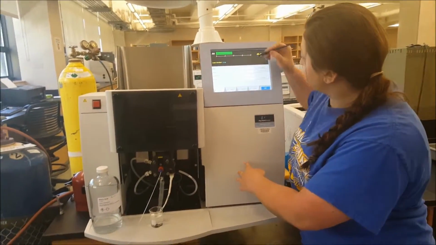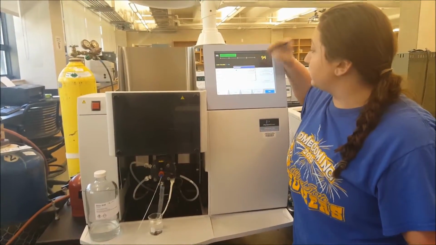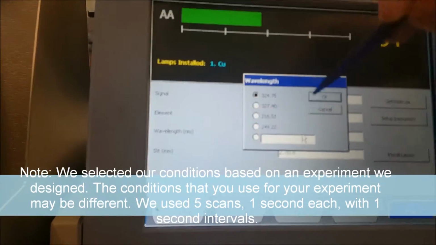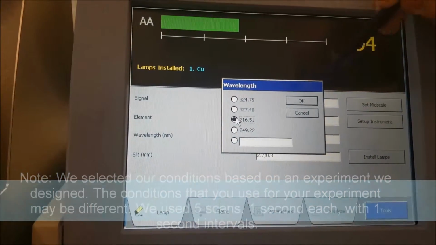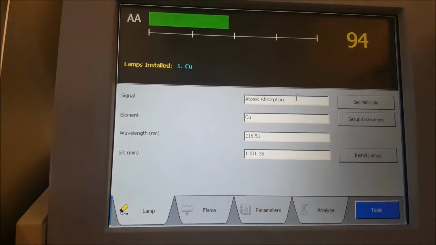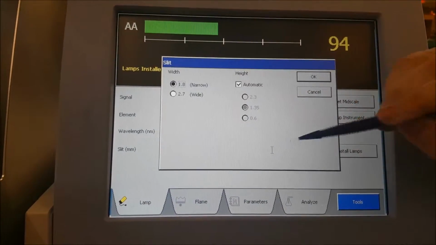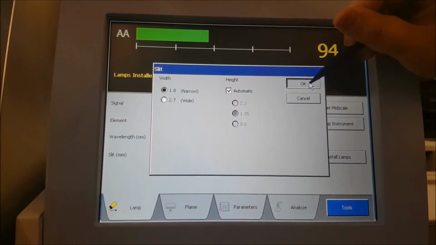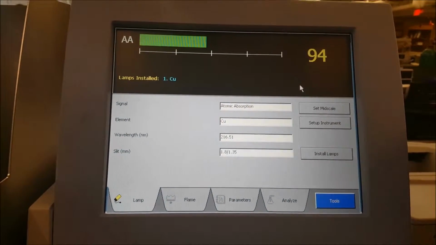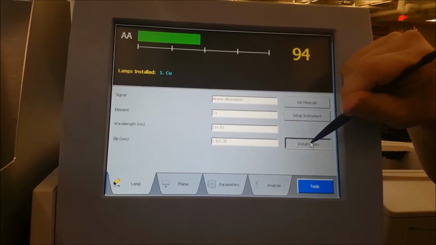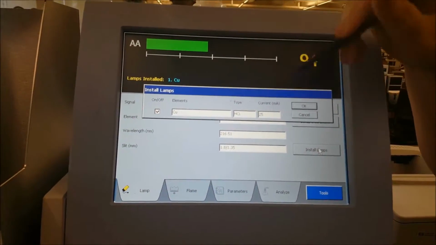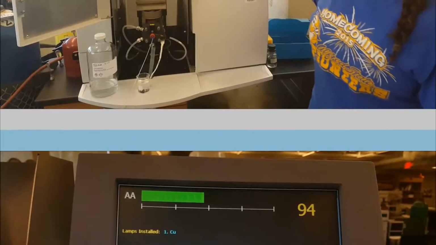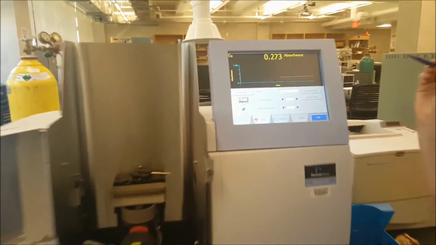Now first, we want to set our conditions. We're going to go to wavelength, and we want the wavelength set at 216.51. We're going to have our slit width be 1.8 nanometers, and that's all set. Okay, so we're all good here. We're going to press install lamp. And our current is 25 milliamps. It's good. Okay, so now we're going to go to flame.